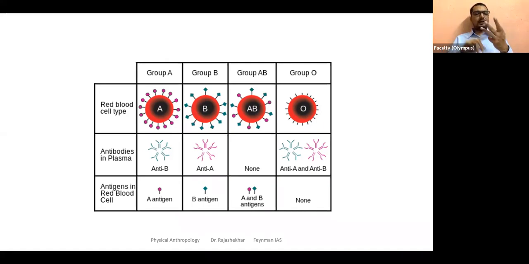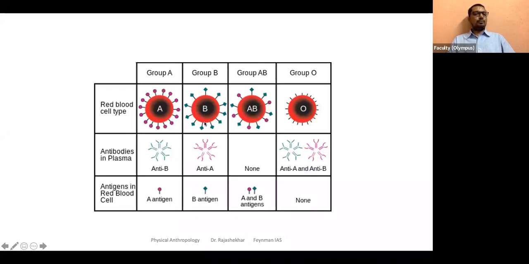So if a person carries A antigen and antibodies for A, there will be a fight between both of them. Blood, RBCs will be destroyed. So a person can have antibodies for B, not for A. A person with blood group A has A antigen and antibodies for B. If you understand this logic, you cannot have the same antibodies against your antigen. So if you have A antigen, you cannot have antibody against A, but you can have antibodies for B.